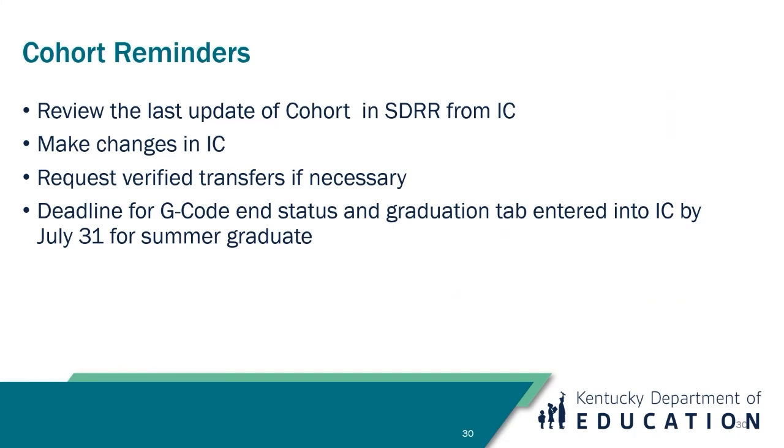Cohort reminders: remember to review the last update of cohort and SDR from Infinite Campus. Also make changes in IC. You can request verify transfers if necessary in SDRR. Also remember the deadline for the G-code for in status and graduation tab entered in IC for your summer graduates was July 31st.